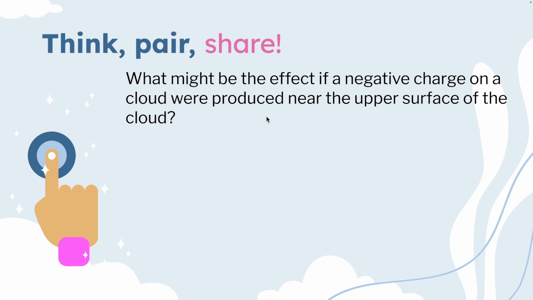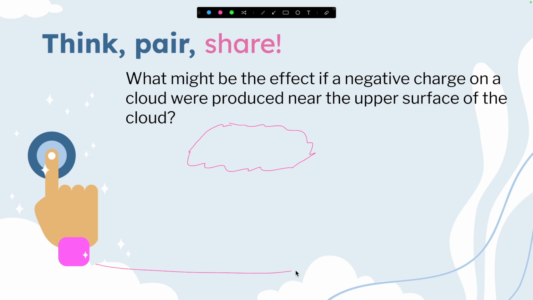The next question is, what might be the effect if a negative charge in a cloud were produced near the upper surface of the cloud? And I'm going to draw you a little picture here to give you a hint. So if there's a cloud here, remember yesterday we talked about how if a cloud has electrons near the bottom and there are protons on the ground, the electrons are going to move toward the protons and we get lightning. Well, this time the electrons are at the top of the cloud. So where do you think those are going to go this time? What's going to happen with that? And I drew a little hint there to help out.